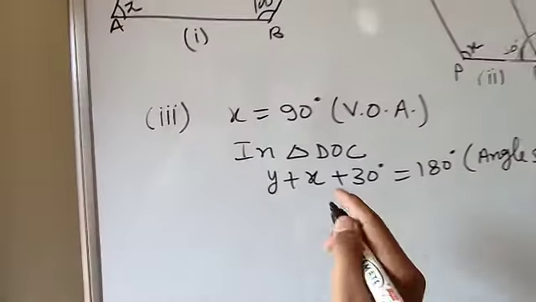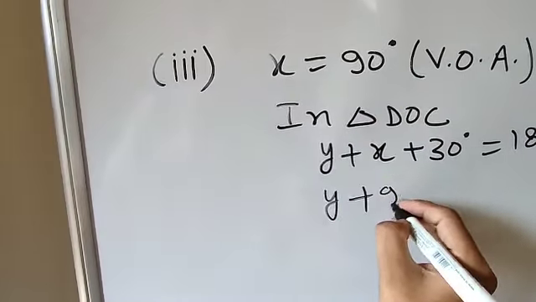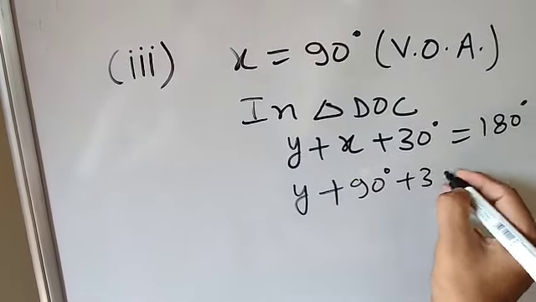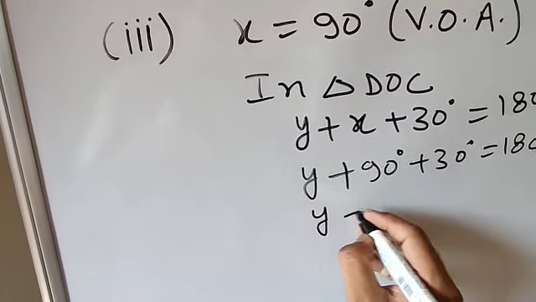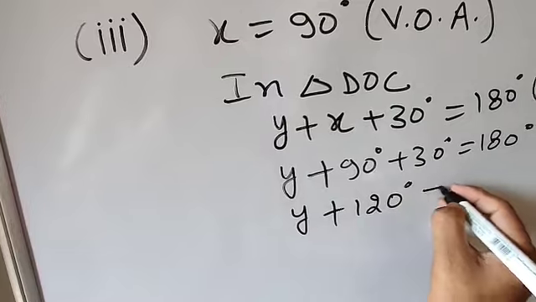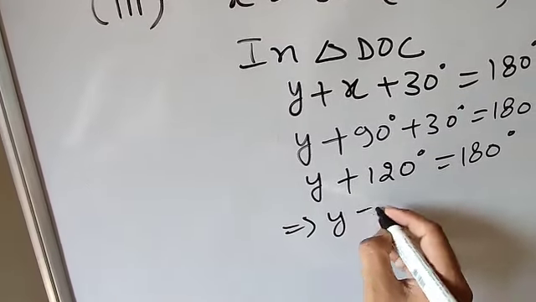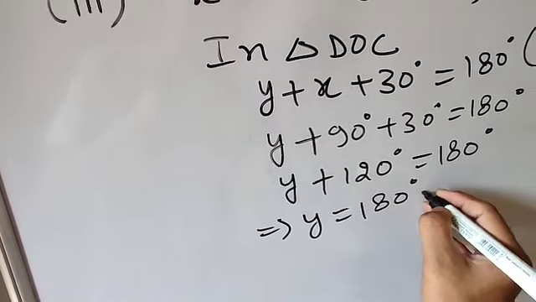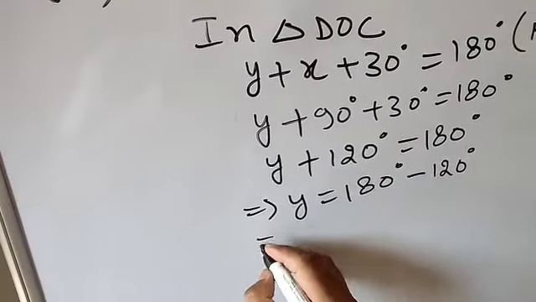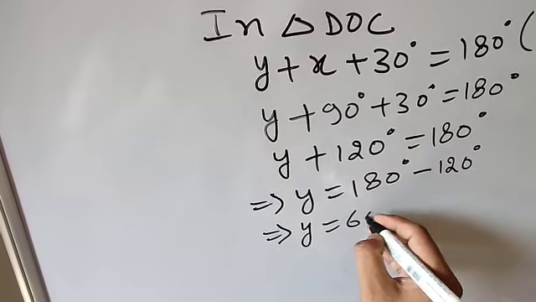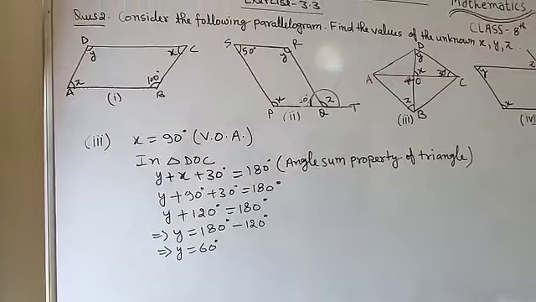Now Y you need to find, plus X, here you got X is 90 degree. So Y plus 90 degree plus 30 degree equal to 180 degree. Then Y plus 120 degree equal to 180 degree. It shows that Y equal to 180 degree minus 120 degree. It shows that Y equal to 60 degree. So here you got the value of Y is 60 degree.